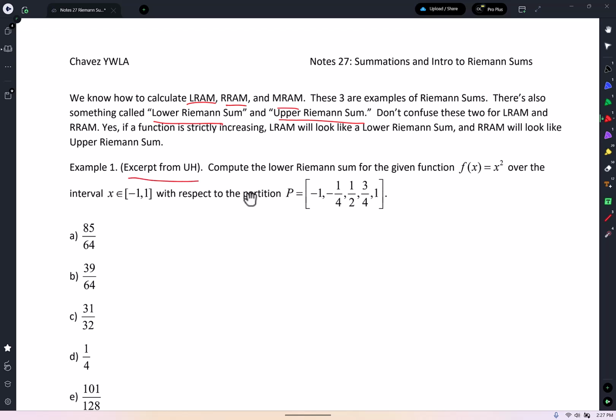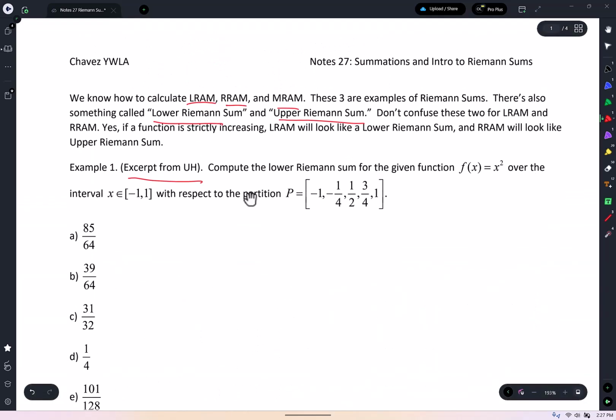By the way, this is coming from UH, so you can already see what's going to happen in a little bit. Not today, but we're getting ready for another one, another UH one. It's actually not too bad, not too heavy with algebra.